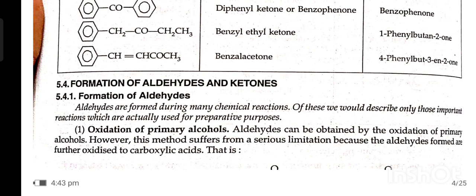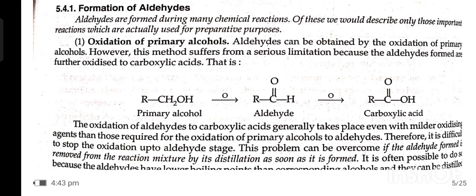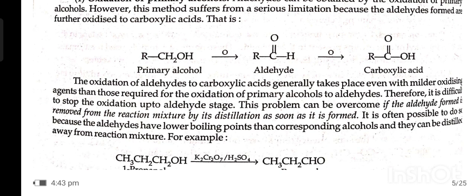Formation of aldehydes and ketones. Formation of aldehydes. Aldehydes are formed during many chemical reactions. Of these, we would describe only those important reactions which are actually used for preparation purposes. First, oxidation of primary alcohol. Aldehydes can be obtained by the oxidation of primary alcohols. However, this method suffers from a serious limitation because the aldehydes formed are further oxidized to carboxylic acids. That is, primary alcohol changes to aldehyde on oxidation and further changes to carboxylic acid.